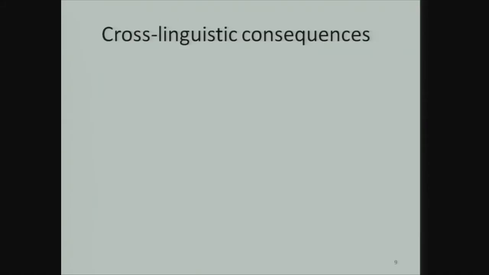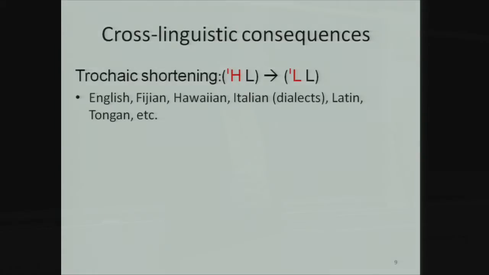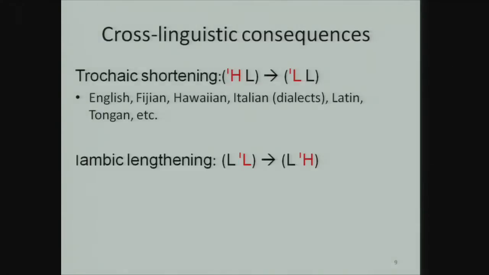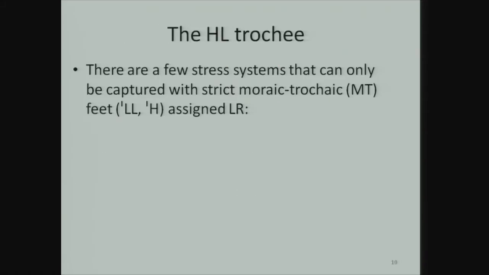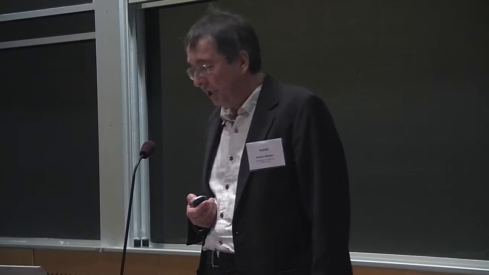There are many cross-linguistic consequences of this kind of iambic trochaic law. So we find cases of trochaic shortening, which are surprising, given the naive idea that stressed syllables always lengthen. English, Fijian, Hawaiian, a number of unrelated languages show this. On the other hand, we have iambic lengthening in a fair number of languages, studied in detail in Bruce's stress book. So the heavy light trochee is an interesting concept because there are a few stress systems that can only be captured with strict moraic trochaic feet, two lights and one heavy. Examples include Cyrenaican Arabic and Fijian.